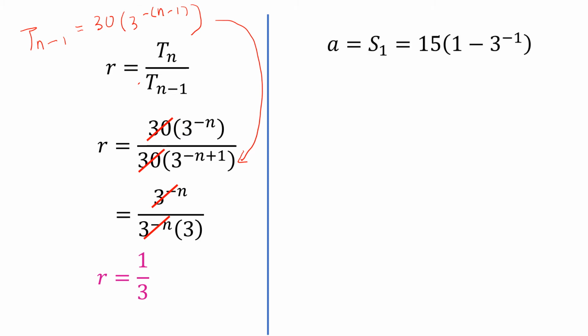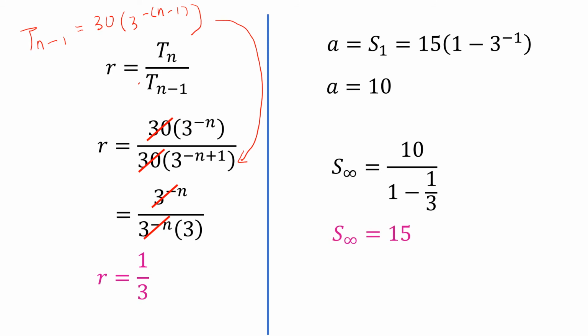The third question is find the sum to infinity. First of all, we need to find a by substituting n equal to 1 into the formula of Sn that we were given before. So we have a equal to 10, substitute into the S infinity formula, and finally the answer is 15.